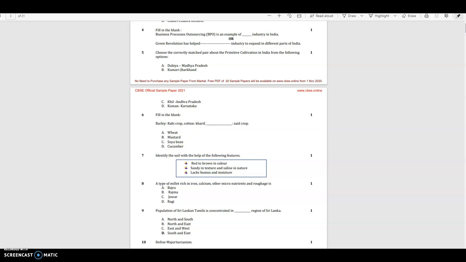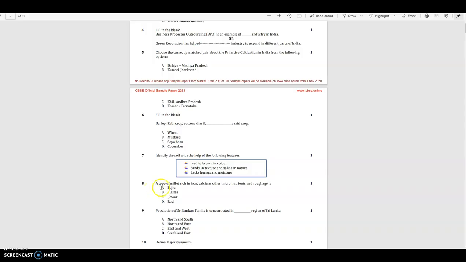Okay. The next one, identify the soil with the help of following features. Red to brown in color, sandy in texture and saline in nature, lacks humus and moisture. So all these features are related with which type of soil? Arid soil. So the answer is arid soil.